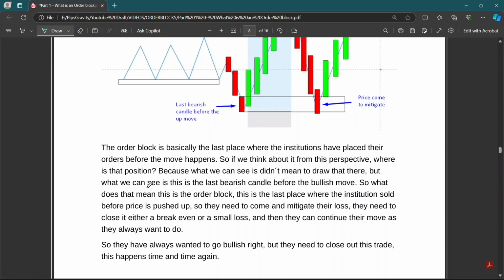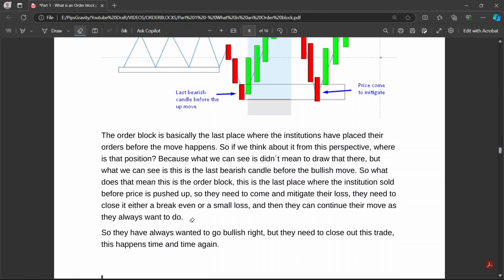Now, what does it mean? This is the order block. This is the last place where the institution sold before the price was pushed up. I think this is very important. This is the last place they sold, so they need to come and mitigate their losses. They need to close it either at break even or take a small loss, and then they can continue to move as they always do.